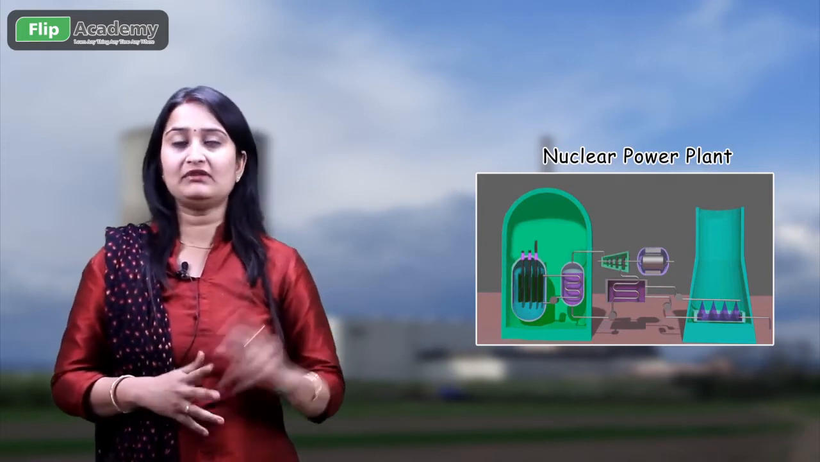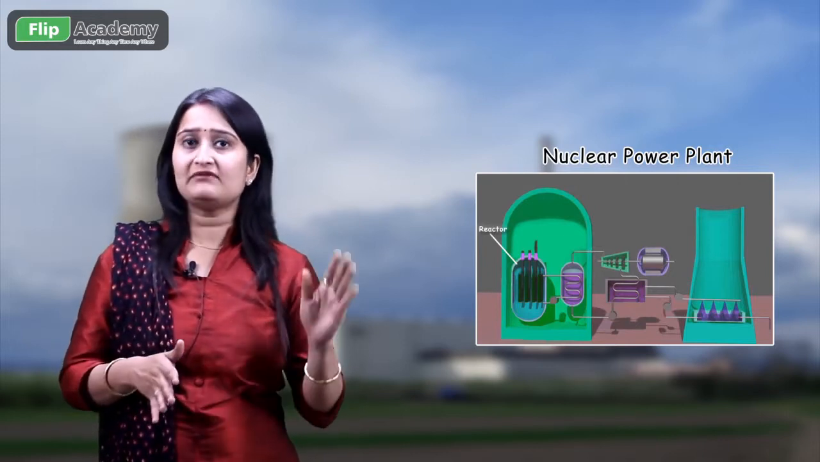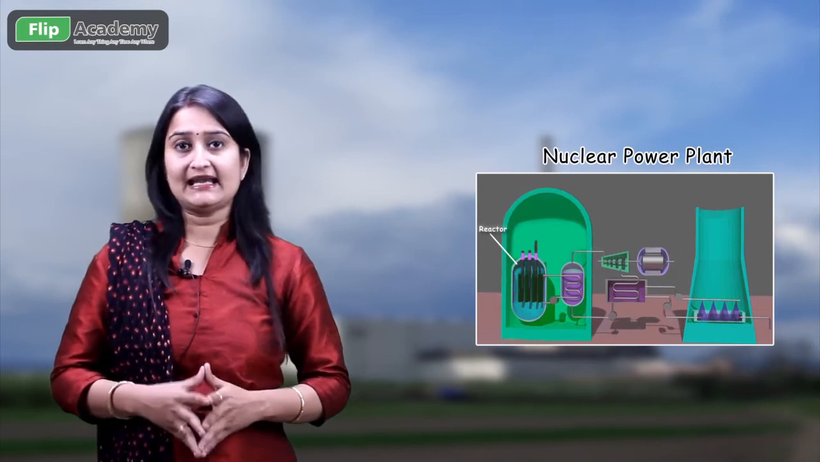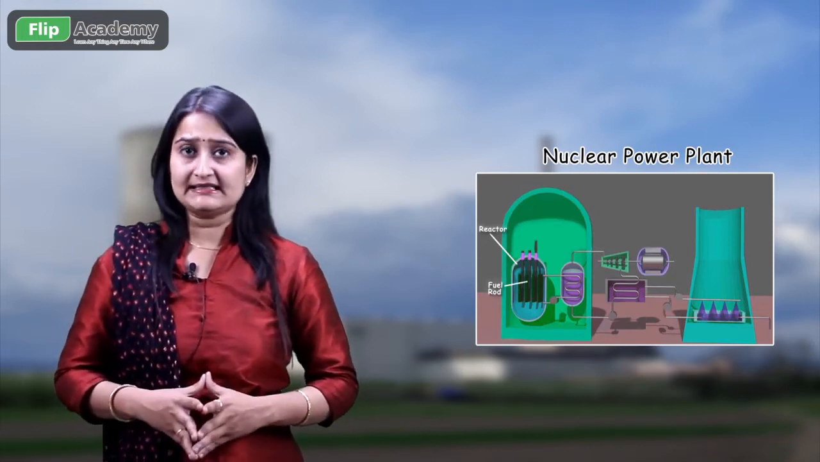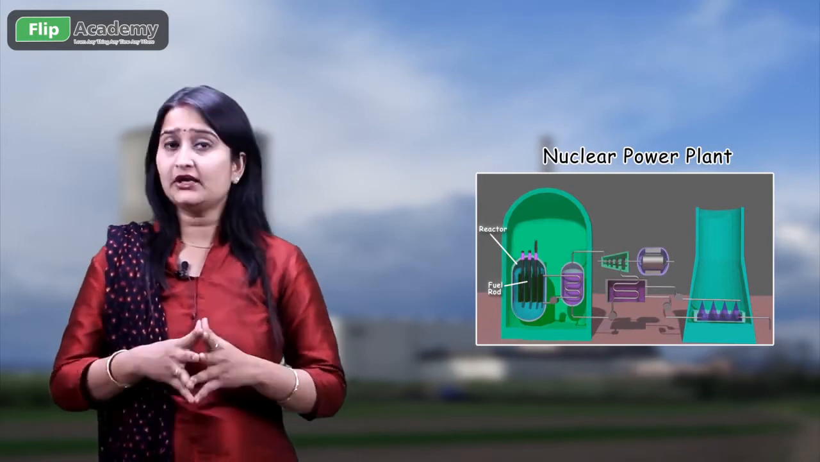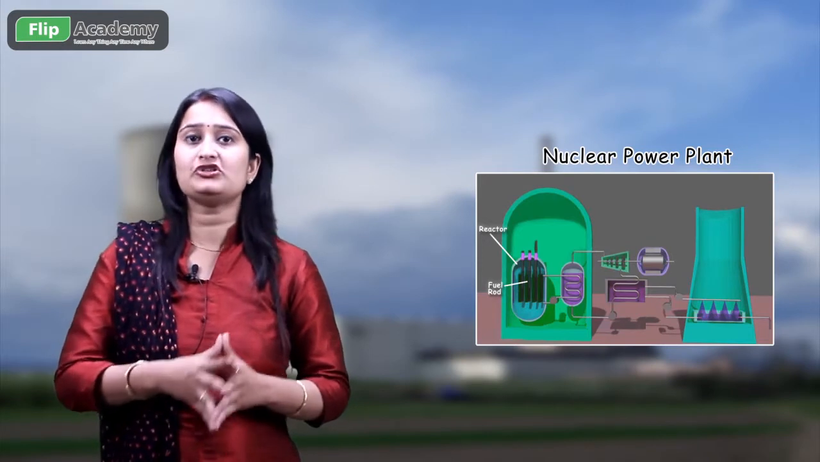Now, let's first start with the reactor. In the reactor, you can see that there are several rods inserted. First, let's talk about the fuel rods. These fuel rods are basically made up of uranium. Uranium is a radioactive element which is used to carry out the fission reaction.